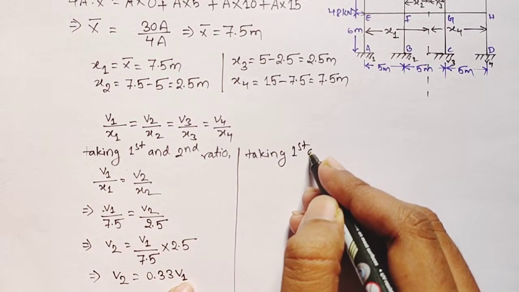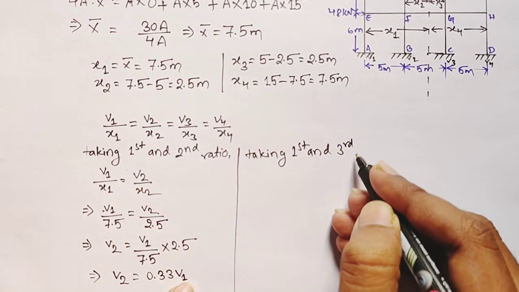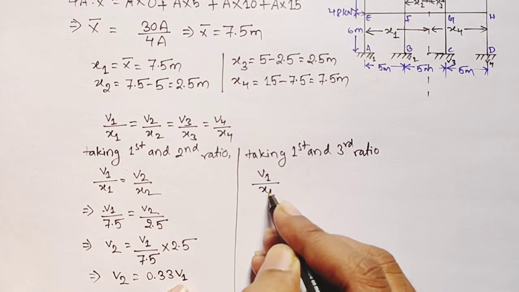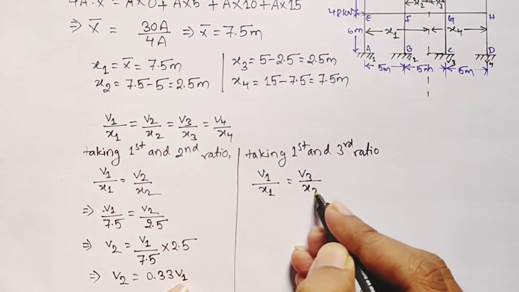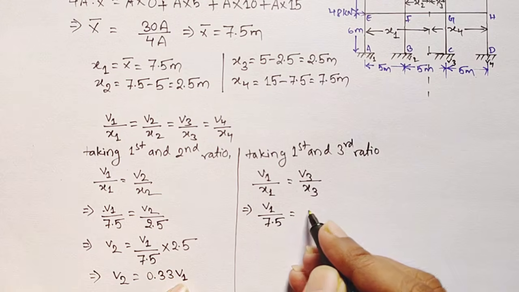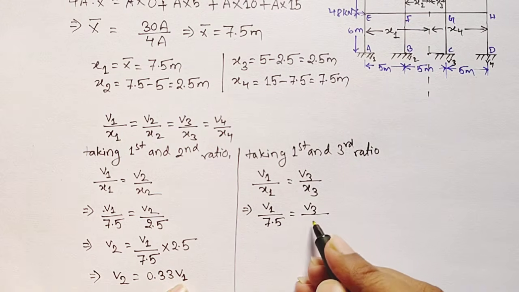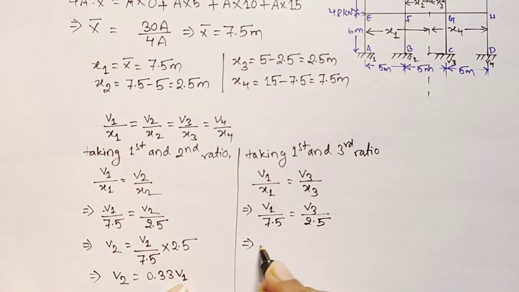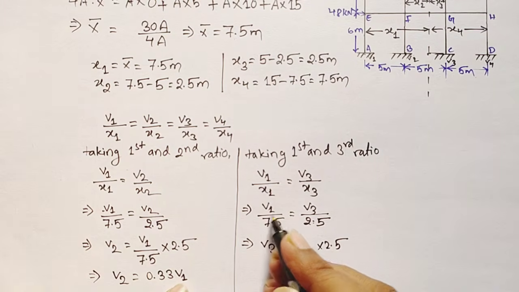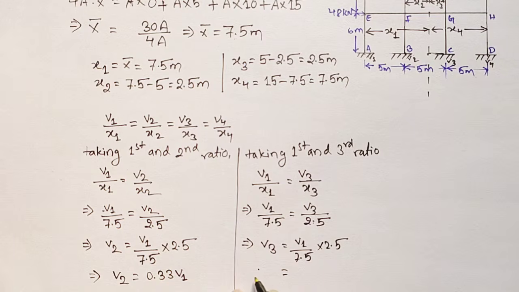Now again we will rewrite here, taking first and third ratio. So the first and third ratio is V1 upon x1 equals V3 upon x3. Put the values: V1 upon the value of x1, 7.5, equals V3 upon the value of x3, 2.5. So from here we will have V3 equals V1 upon 7.5 multiplied by 2.5. This 2.5 is division, it goes that side, then multiplication. Therefore V3 equals, again the value will be the same, 0.33 V1.